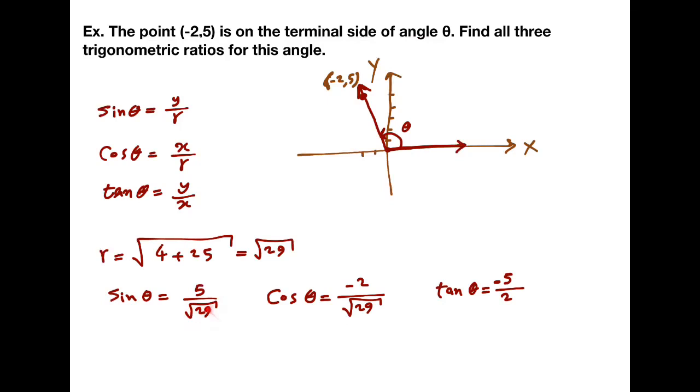Just notice here that you can always rationalize the denominator in this case. You can multiply top and bottom by root 29 and rationalize the denominator, but I'm just going to leave it in this form for this example. And that's it for this video. In the next video we will cover more examples and more concepts for trig ratios.